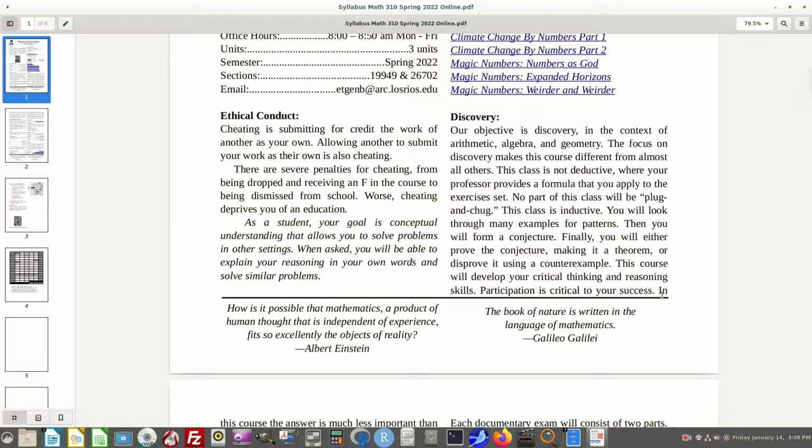And that first column ends with a quote from Albert Einstein. "How is it possible that mathematics, a product of human thought that is independent of experience, fits so excellently the objects of reality?" We're going to see a fairly good discussion of that question in Hannah Fry's Magic Numbers. That documentary will give us some insight into what Albert Einstein was asking. Basically, why does math work? Why is something that we come to through thinking about it giving us a good explanation for the world?